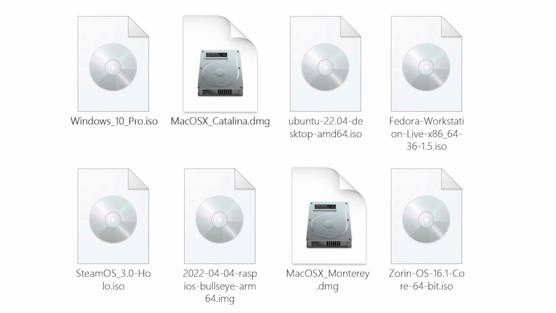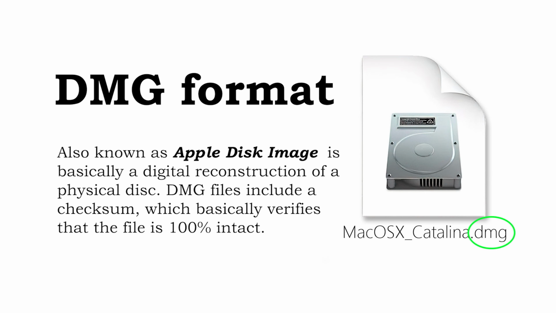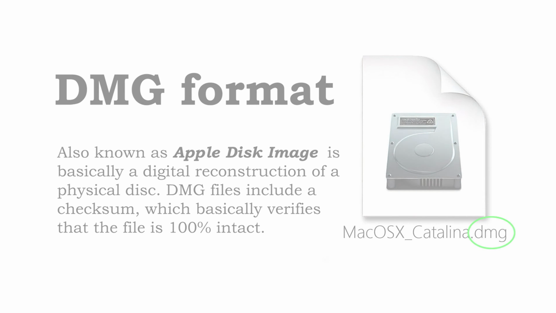Bootable image file types. Bootable image files come in various shapes and sizes. The most common type is the ISO format, easily distinguishable because their file name ends with .iso, and their icon is that of a DVD. The other common type, at least for Apple users, is the DMG format. You will usually encounter this when you download any macOS version.